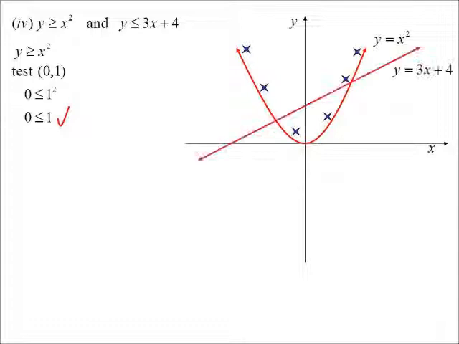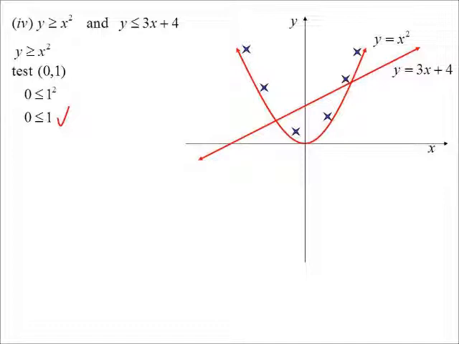Now I'll do the line. There's y is 3x plus 4. And I'm going to need those points of intersection. I usually ask for those. So we can solve them simultaneously. Works out x is -1, x is 4. So there's my points of intersection.